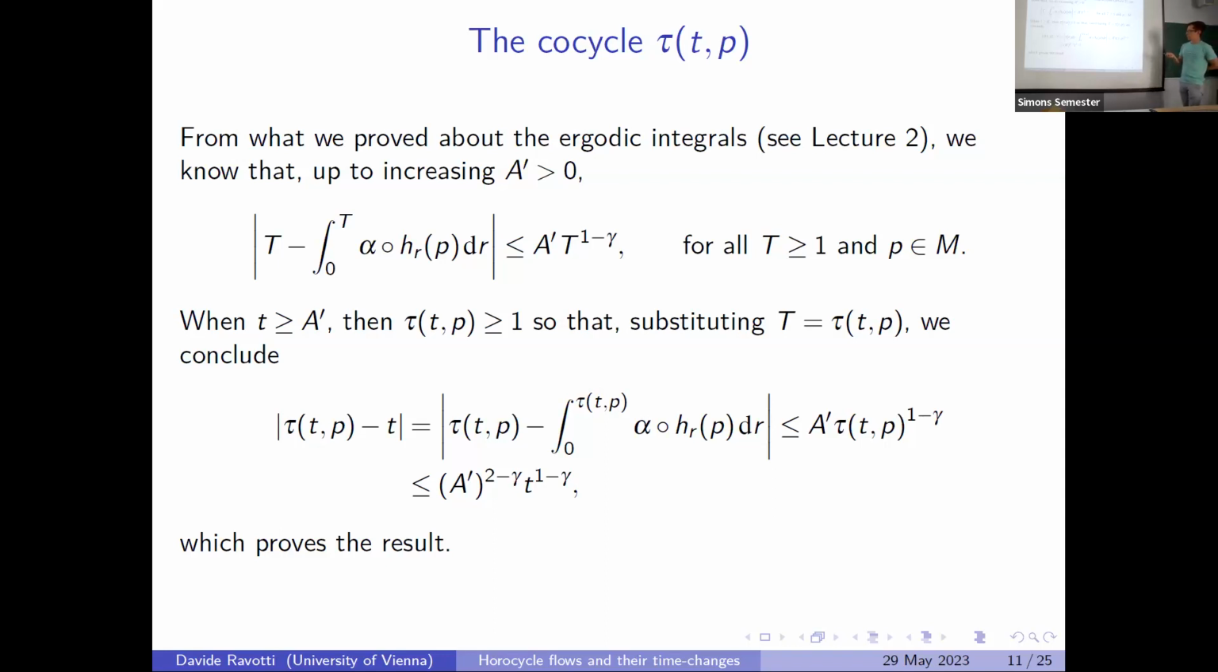And now to bound this term, I want to use this inequality over here with capital T equal tau. So using this, this is bounded by some constant times tau of TP to the 1 minus gamma. And now I use again the fact that tau is definitely at most A prime times T. So I get maybe some other constant over here times T to the 1 minus gamma. So what this is telling me is that in compact spaces, if I move for time T with my time change flow, this is going to be like moving with the unperturbed flow for a different time, but the difference of time is going to be sublinear in T.